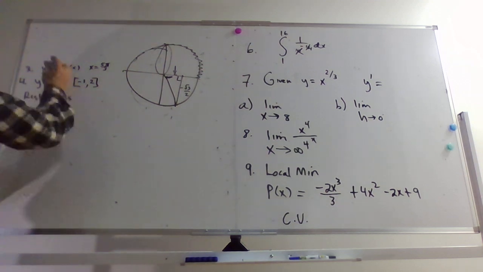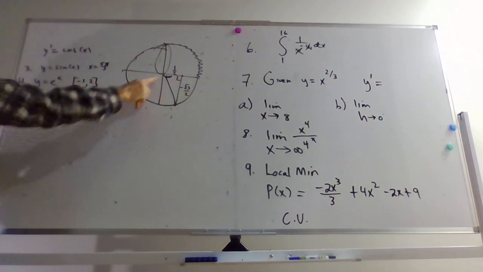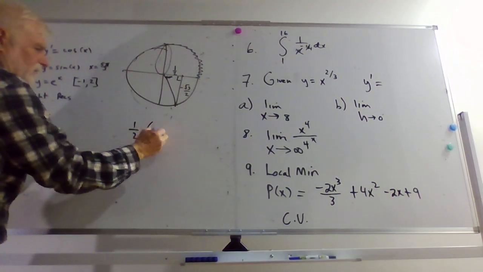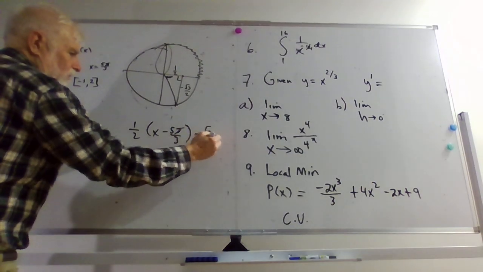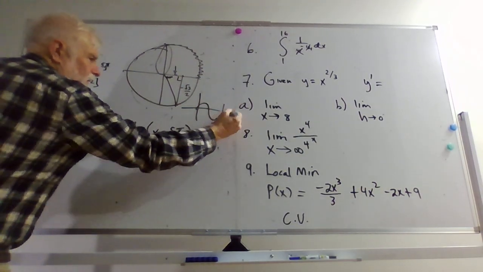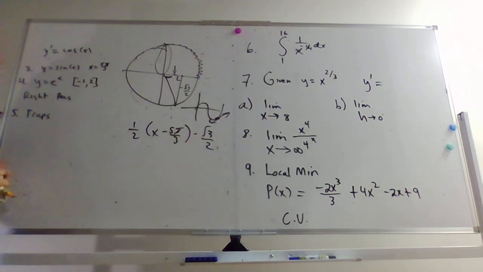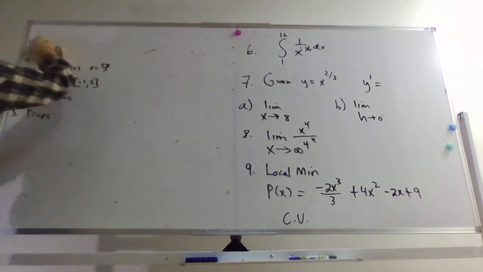All right, so the derivative of the sine is the cosine. So what's the cosine? 1/2. So y = 1/2 (x - 5 pi over 3) - root 3 over 2 is the tangent line, which would be right about there, on 1 period of the sine function. All right, moving right along.